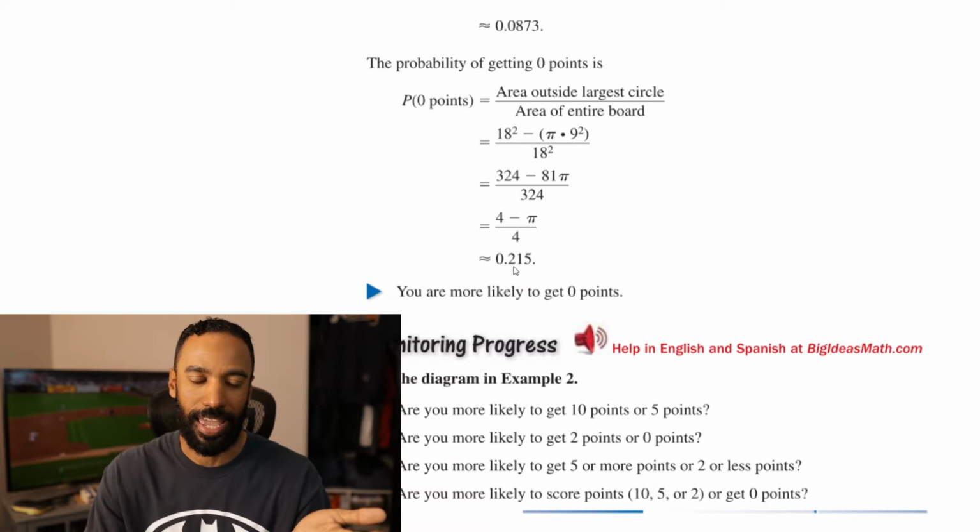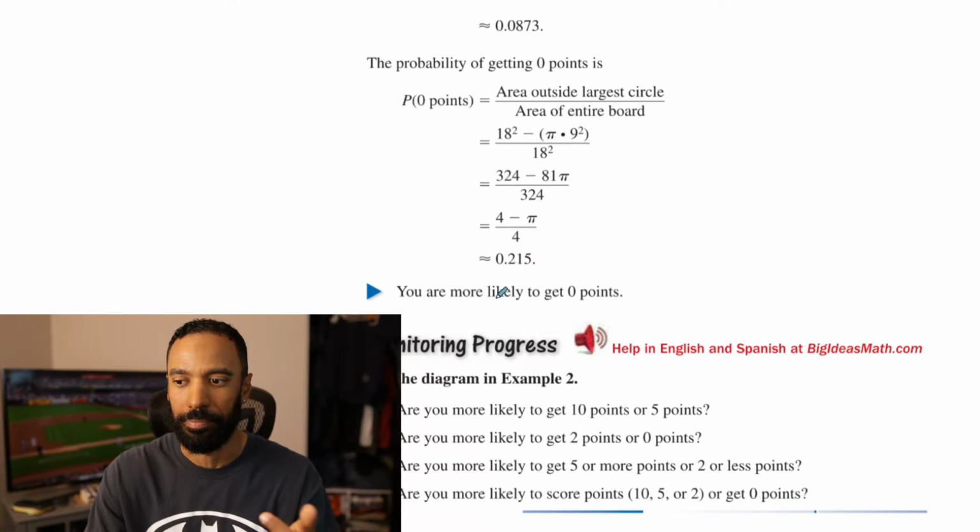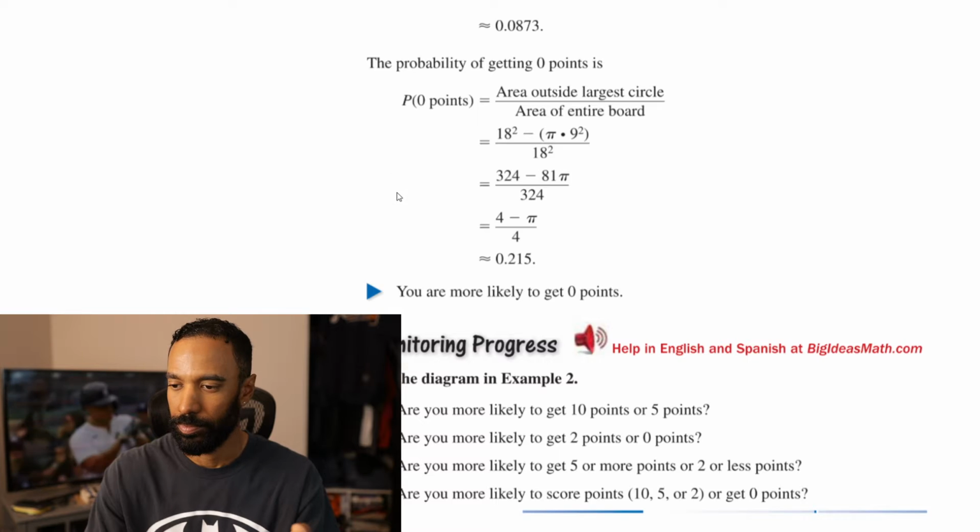So you could just calculate the areas and compare them, but when it comes to talking about probabilities, right there, you're more likely to get 0 points.